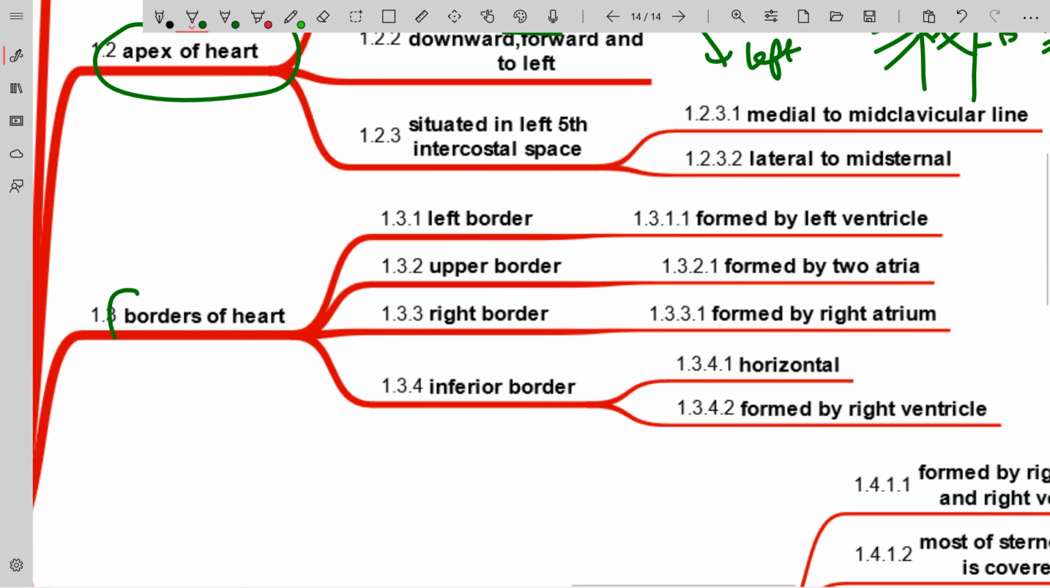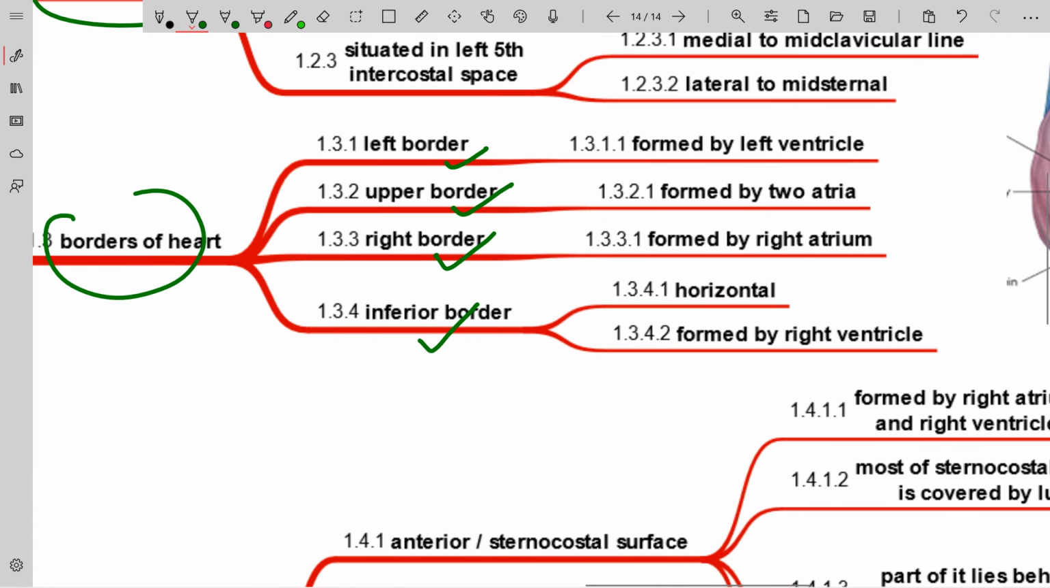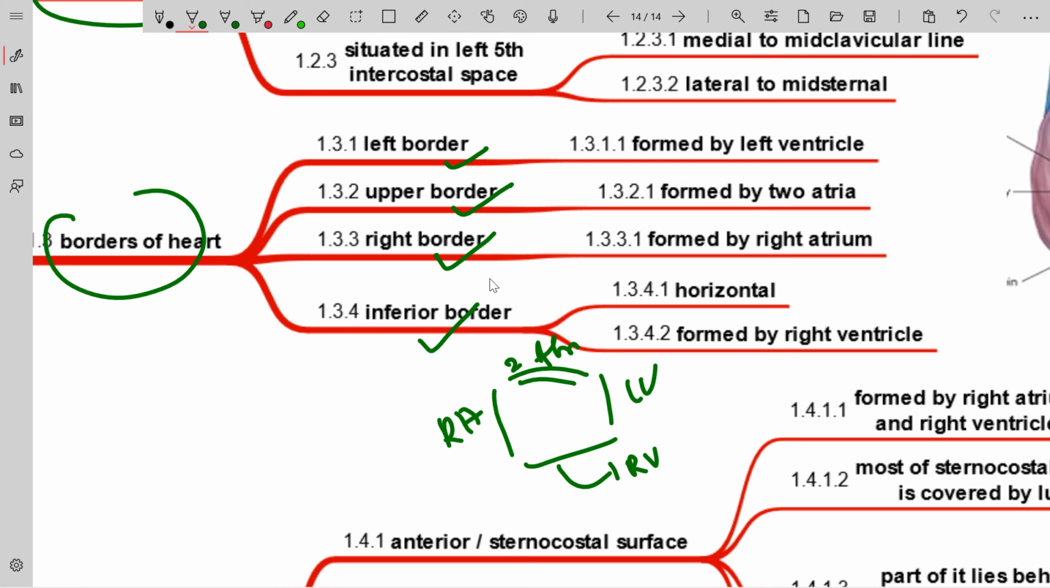Then come the borders of the heart: left border, upper border, right border and inferior border. Left is formed by left ventricle, right by right atrium. Inferior border is formed by right ventricle. Upper border is formed by two atria.